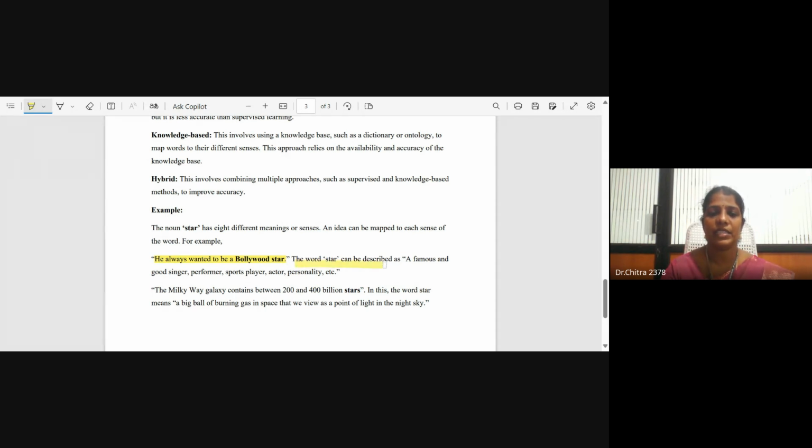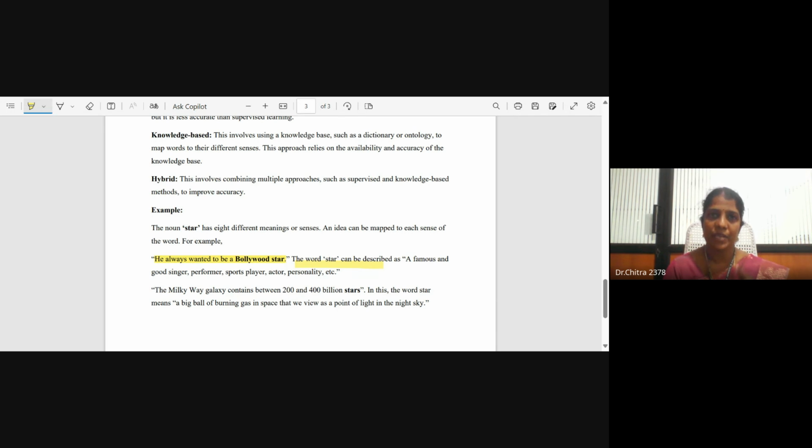The word star can be described as a famous person. He is a superstar in the class. What does it mean? He is a super student inside the class. So class with star represents that he is a student. Then a good singer: he's a star singer. Automatically we know that he is a singer. Then performer: a good performance can also be termed as star. Then sports player: he is a star player in cricket. So player in cricket, automatically he is a sportsman. Like that, based on the previous corpus as well as the next word in the context, you can easily identify the meaning of star. That is given in the WordNet. Check the WordNet and identify that.